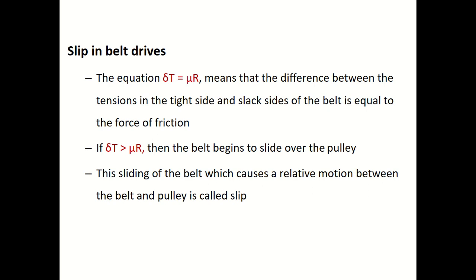the friction between the pulley and the belt in contact with it will provide the necessary frictional grip to prevent the sliding of the belt over the pulley. The sufficient friction exists. Suppose the difference between the tension in the tight side and slack side of the belt is greater than the force of friction, that is delta T greater than mu R, then the belt begins to slide over the surface of the pulley. The sliding of the belt, which causes a relative motion between the pulley and belt, is called the slip.